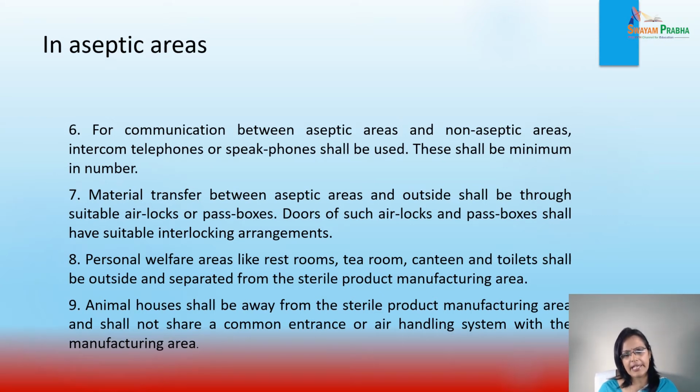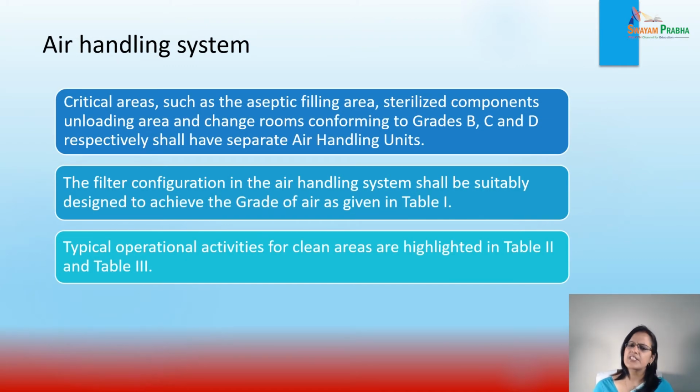Material transfer between aseptic area and outside shall be through suitable air lock or pass boxes. Doors of such airlocks and pass boxes shall have suitable interlocking arrangements. Personal welfare areas like rest room, tea room, canteen, toilet shall be outside and separated from the sterile production manufacturing area. Animal house shall be completely avoided. Any manufacturing section like biological manufacturing, hormone manufacturing, anything which involves biological material, should be completely separated from the sterile manufacturing area.